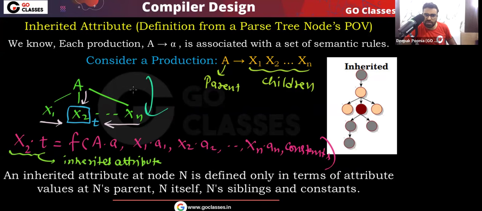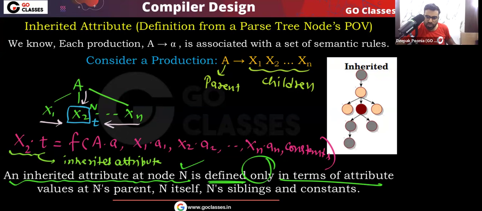The information flows in the downward direction or left to right, right to left from siblings. I hope you understood this point. Very simple. So you can see this is what I've written here. An inherited attribute at node n. Remember, this is the node n because we are finding inherited attribute of X2. So an inherited attribute at node n is defined only in terms of attribute values at the parent of n itself, its siblings, and constants. Okay, this is what we have written here. I hope you understood this definition.